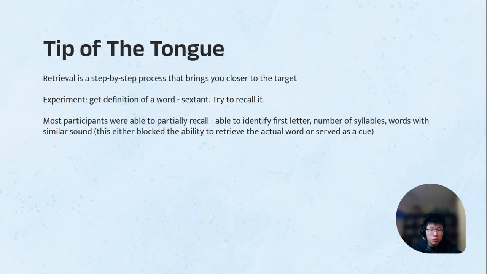Most participants were able to partially recall the word, right? They might have been able to identify the first letter of the word given the definition, the number of syllables in the word, and words with similar sounds. Now, the last one is interesting because this could either block the ability to retrieve the actual word, or it served as an auditory cue that got them closer to the actual word, sextant.